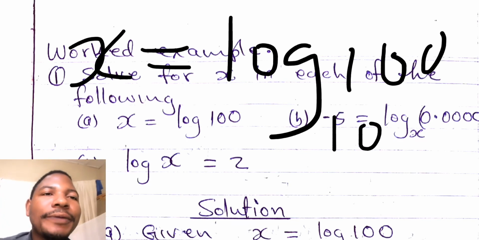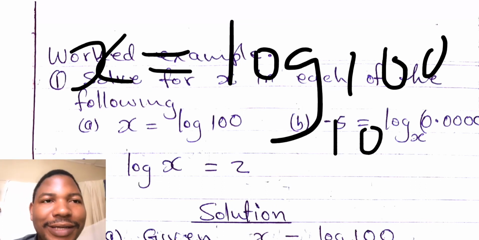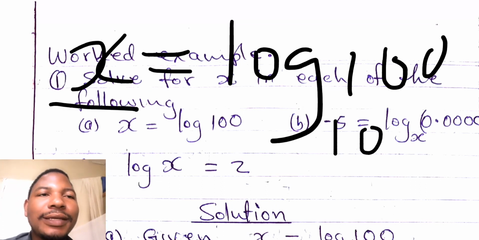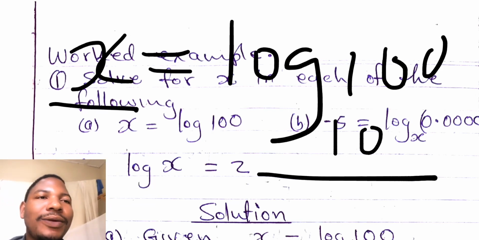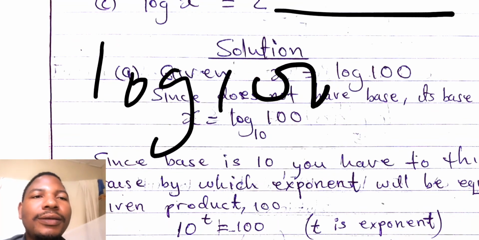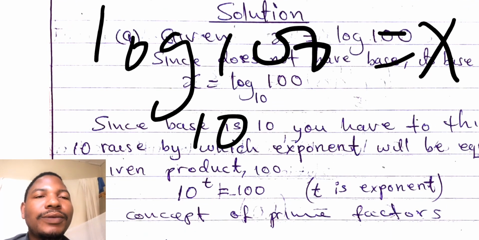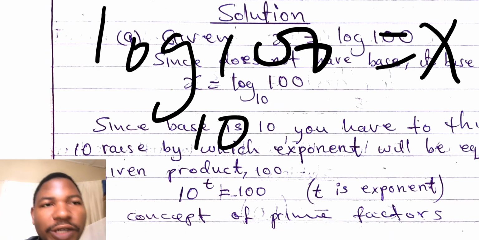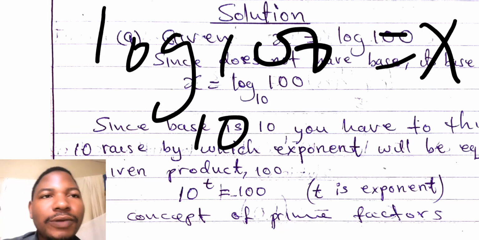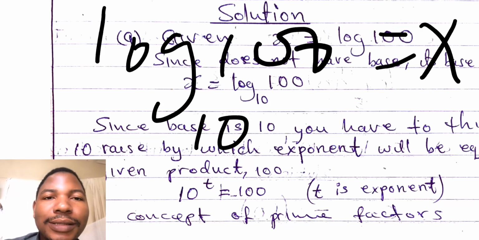Okay, then from there, I think this one, I can exchange this one. Instead of writing x is equal to this one, I can write log 100 base 10 equals to x. Now from there, I can change it into exponential form. This one is my product, this one is my base, this one is my exponent. So product is equal to base raised up by exponent.